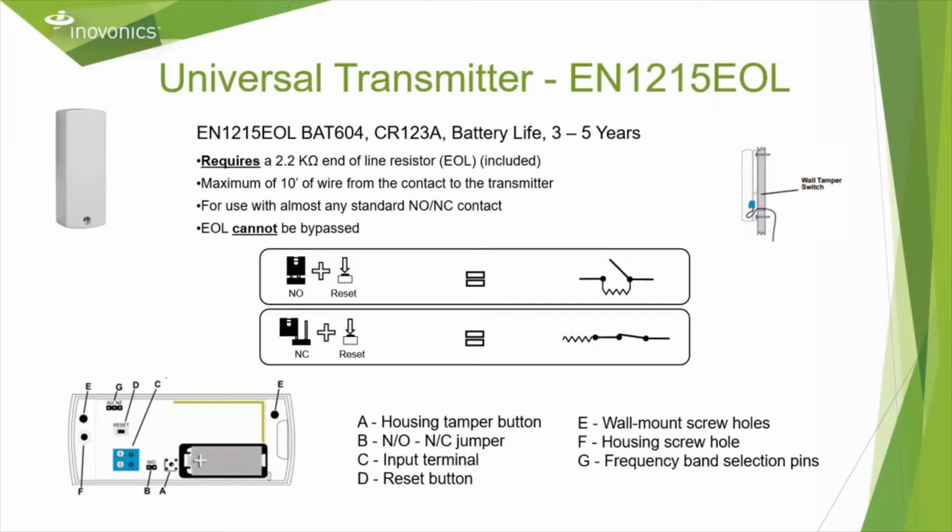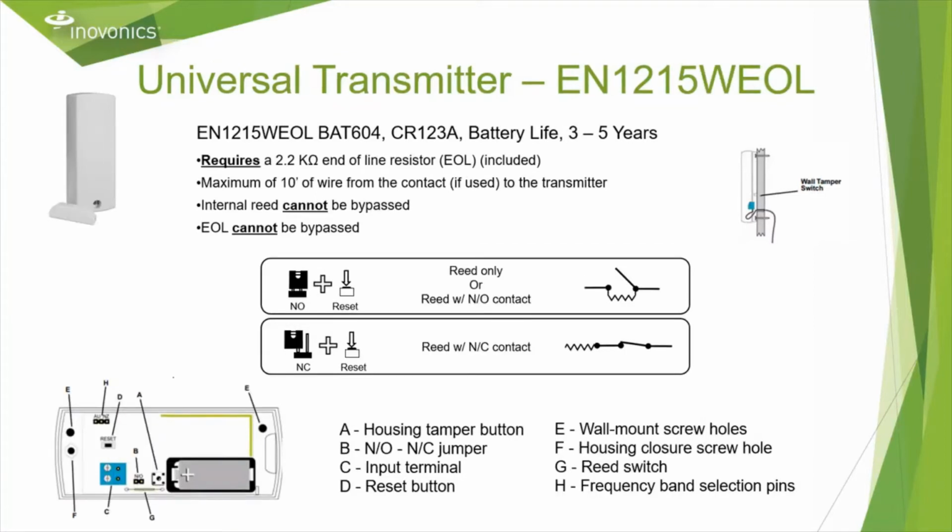The EN1215 EOL is most similar to the EN1210 EOL with a built-in wall tamper for added security for those installations requiring a specific UL listing. The EN1215W EOL takes the added security of the EN1215 EOL and bundles that with a built-in magnetic reed switch for use as a door window sensor.